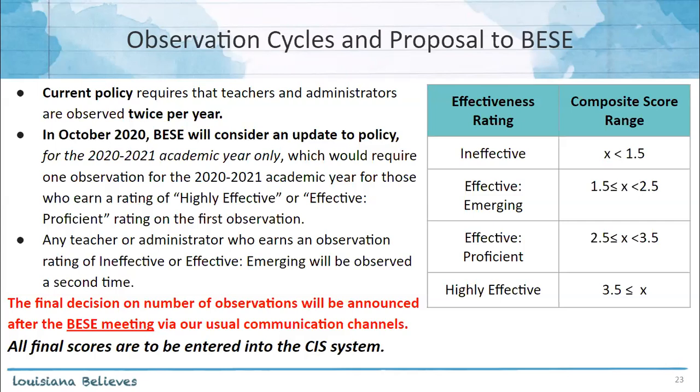In October or later in October, BESE will consider an update to the policy for this year only, the 2020-2021 year only, which would require one observation for those who earn a rating of highly effective or effective proficient on the first observation. Any teacher or administrator who earns an observation rating of ineffective or effective emerging would still be observed a second time. And once again, a reminder that the final decision on the number of observations will be announced after the BESE meeting using our usual communication channels. Also a reminder that all scores are to be entered into the CIS system.